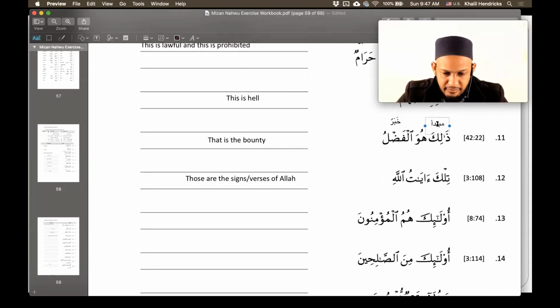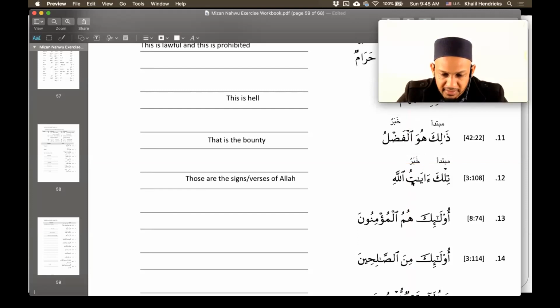Okay, the tilka can be the ismul isharah or mubtada. Yes, it's ismu ishara in terms of the word, but the function is mubtada. Good. And then the ayatullah is the khabar. So the ayat specifically is the khabar.